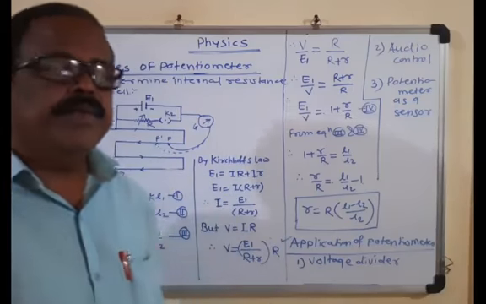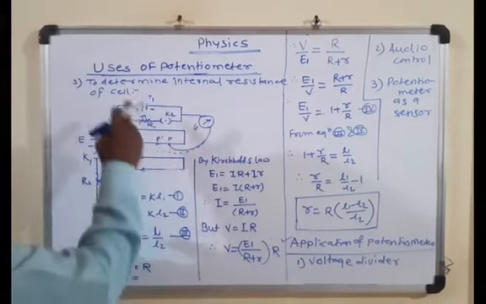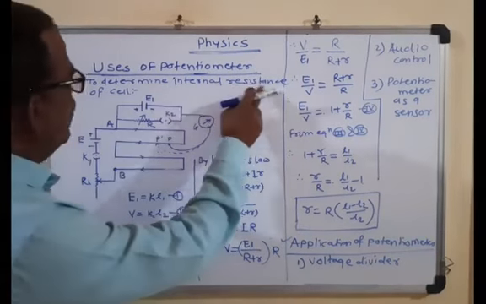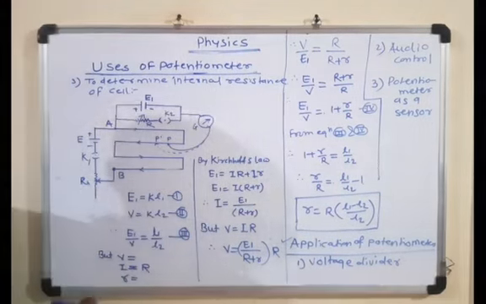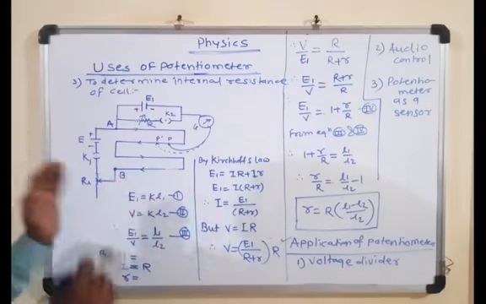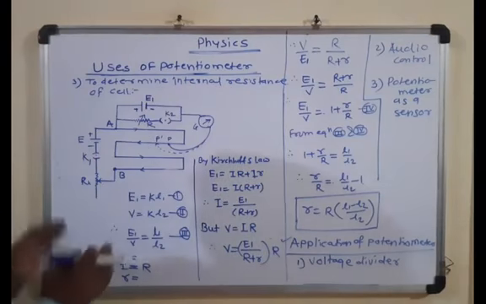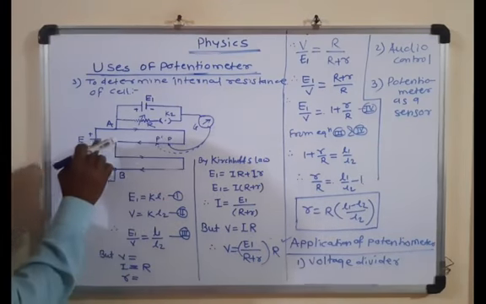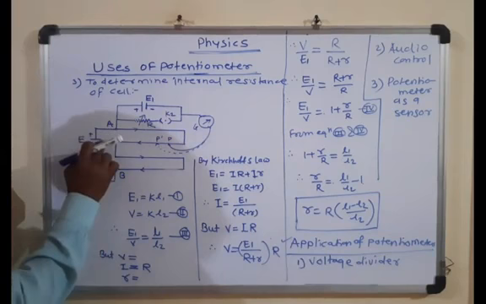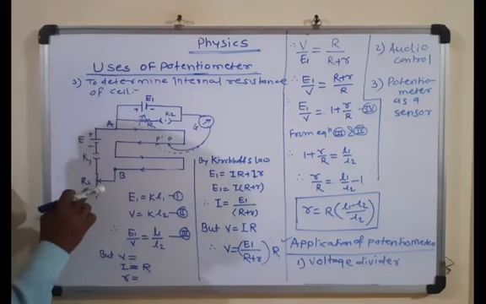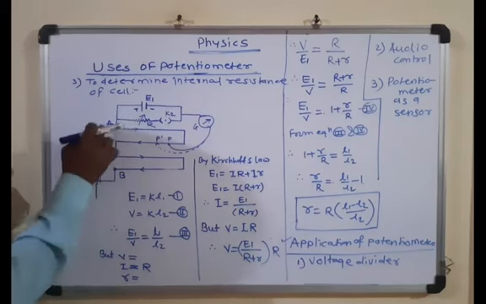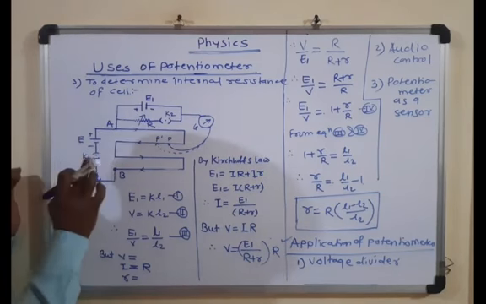The third use of potentiometer is to determine the internal resistance of a cell. This is the electrical network for determination of internal resistance of a cell. This circuit consists of a battery or source of electromotive force E, key K1, and rheostat RH, which are connected in series.